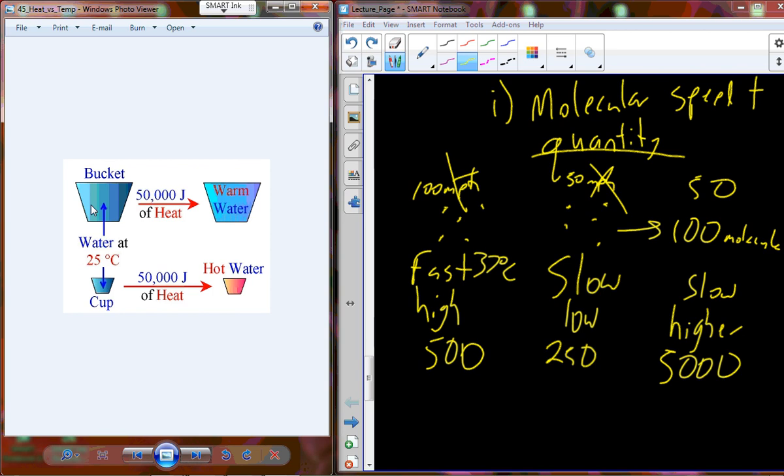The reason is because when you add heat, heat begins to change the average molecular speed. So going back over here to this figure, if I add heat in here, I only have 5 molecules that I have to increase the molecular motion of to see an increase in temperature. Whereas over here, 100 molecules have to be influenced now.